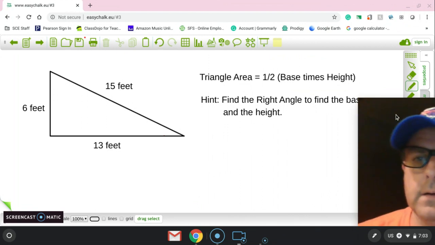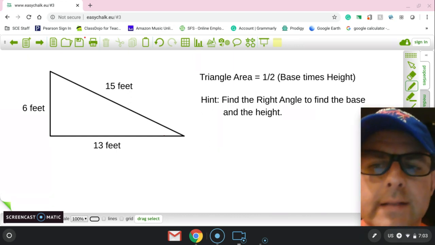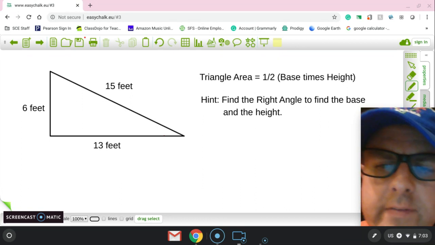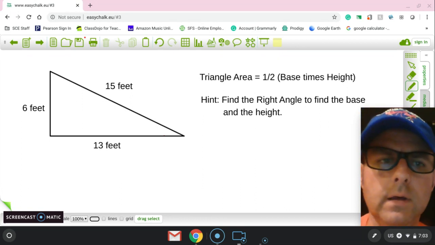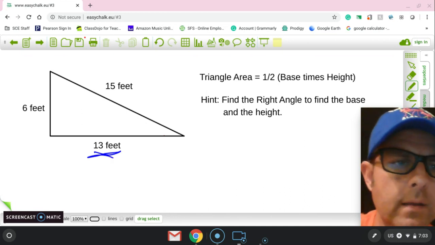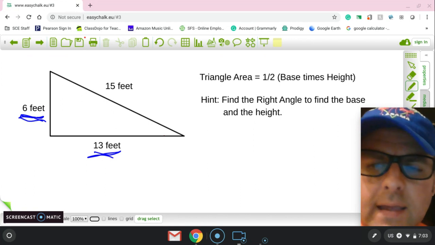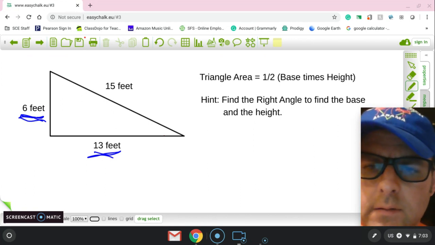All right, so over here, what I've done is I've eliminated the rectangle part. I just gave you the triangle. And if you look, I still have my 13 feet long and my 6 feet wide, but I have the third side of the triangle.